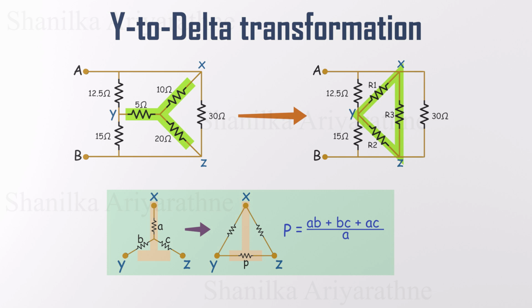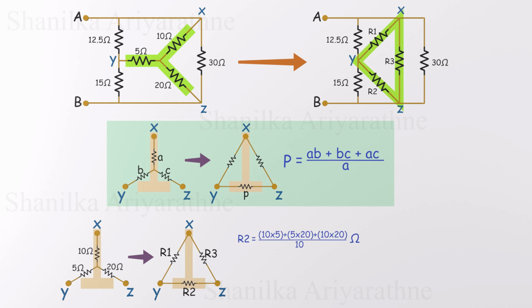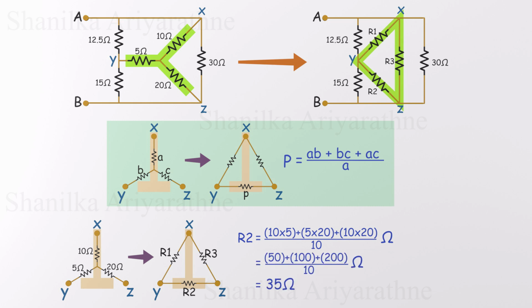Yes, the equation might look a bit intimidating at first, but once you see it in action, you'll realize it's just basic multiplication and division. So let's walk through it one step at a time. Let's start with R2, the resistor that goes between nodes Y and Z. It's directly opposite the Y resistor connected to node X. Following the formula, we multiply each pair of Y resistors, add the results, and divide by the resistor at node X. That gives us R2 equals 35 ohms.